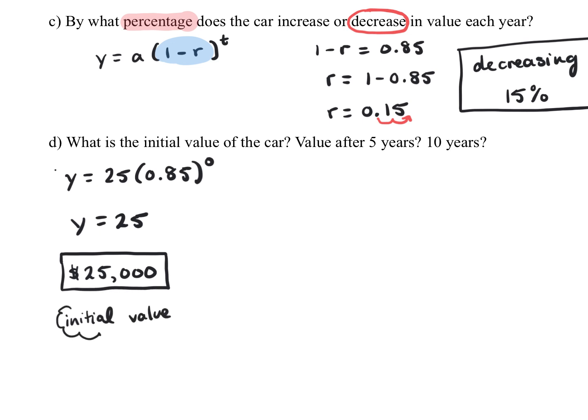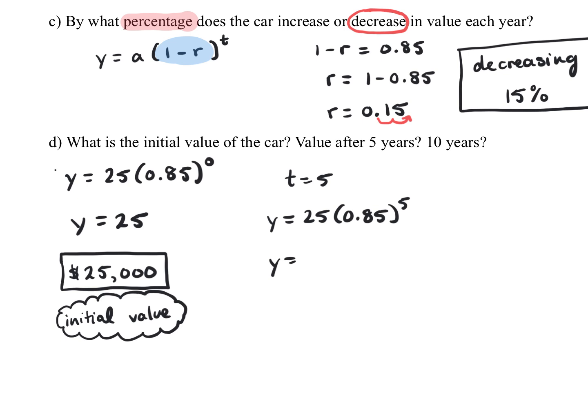But then they also ask us to find the value after 5 years. So for that, we'll say t equals 5. So we do y equals 25 times 0.85 to the power of 5. And this we're going to plug into our calculator. And I'm going to round it to 3 decimal points. So when I convert it to thousands, I have 3 decimal points to move it over. So I have 11.093, which would mean $11,093.